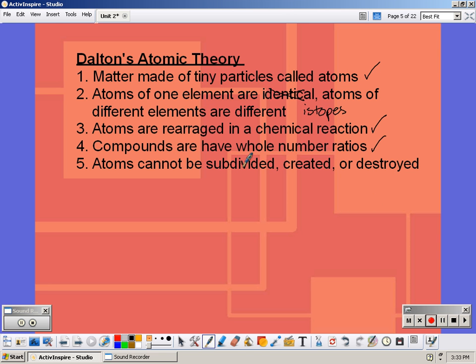So subdivided, we now know we can subdivide atoms, and that's called fission. Now, AP Chemistry assumes you remember your nuclear chemistry from Chem 1. So if you don't, you need to go back and review it. So atoms can't be created, and you can't destroy an atom into nothing. You can't create an atom from nothing, but you can take an atom and subdivide it or split it into different things, which is what fission is.